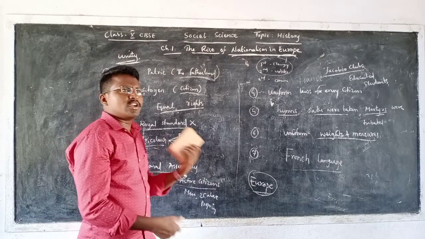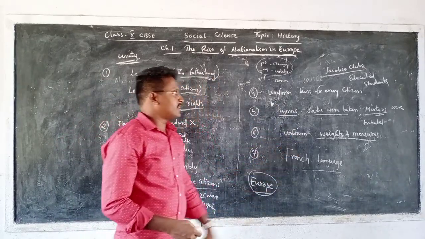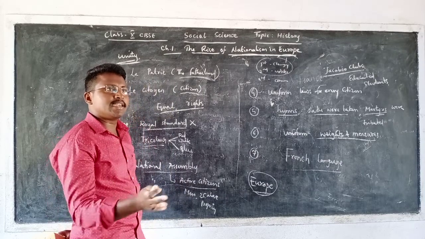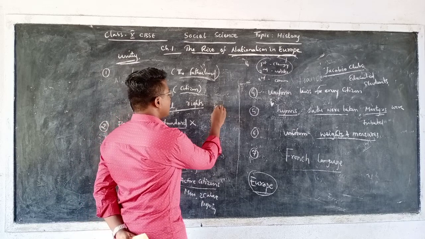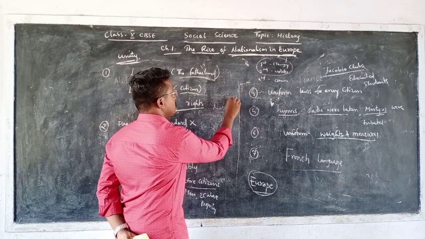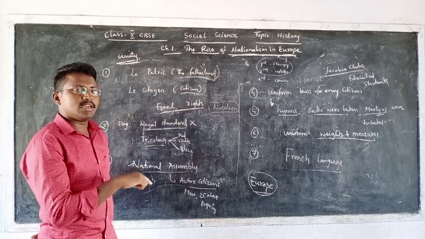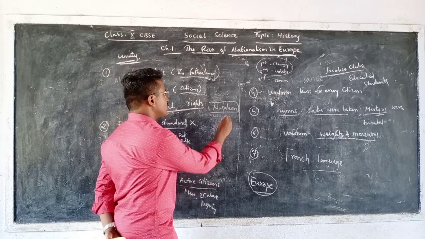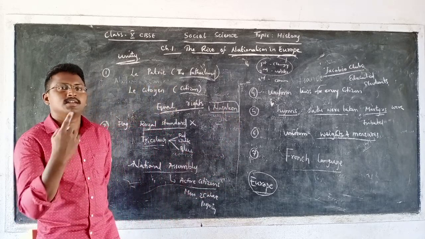So when everything was going fine, when all people were enjoying equal rights and everything, suddenly something happened again in France. What was it? Napoleon came back to France. Then after coming back, what he did, how he did it, what he introduced, what kind of changes he brought, we'll see in the next video.